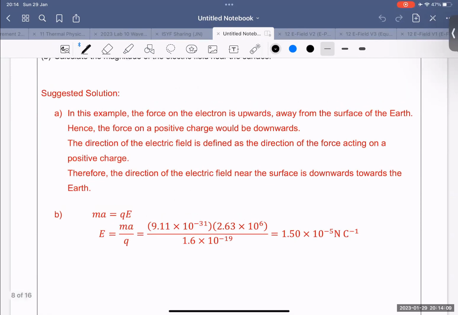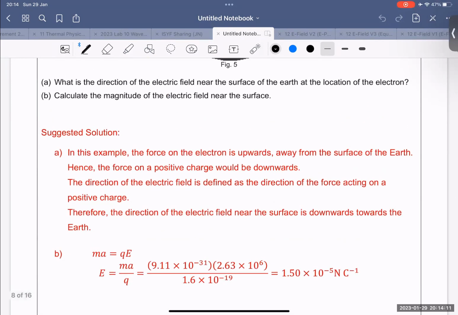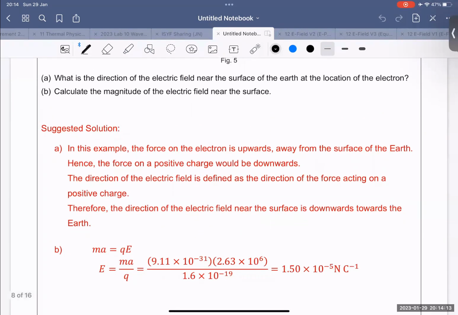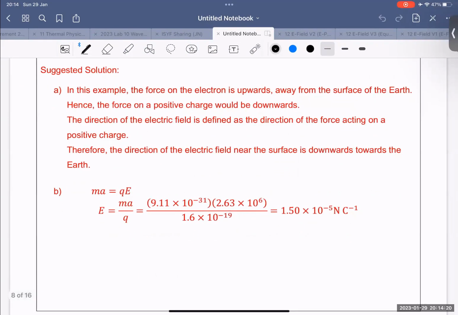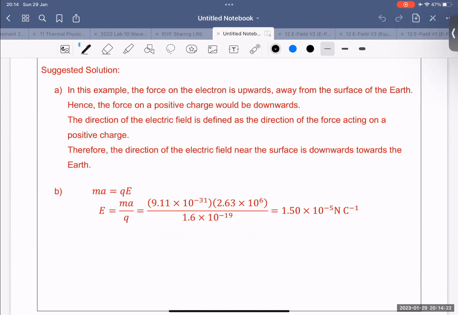So for part B, calculate the magnitude of the electric field near the surface. So by Newton's second law, the force is QE equal to ma. So you can put ma equal to QE, and the electric field will be 1.5 times 10 to the power of -5 Newton per Coulomb.